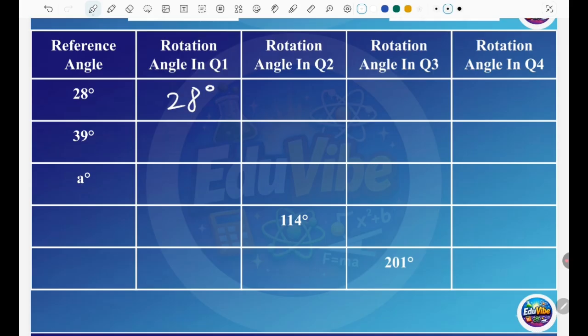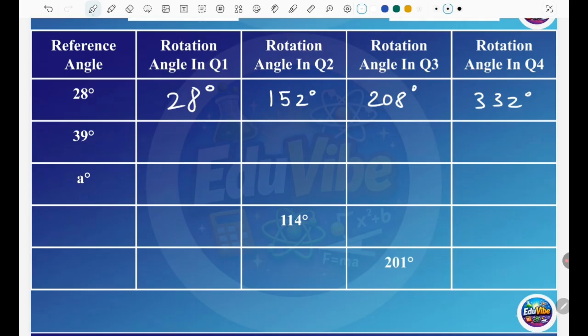For quadrant 2, we have to do 180 degrees minus 28 degrees, which is 152 degrees. For quadrant 3, you will do 180 degrees plus 28 degrees. You will get 208 degrees. All of these you have to do with plus and minus, because just know how the angle can be found with the reference angles. For quadrant 4, you will do 360 degrees minus 28 degrees.